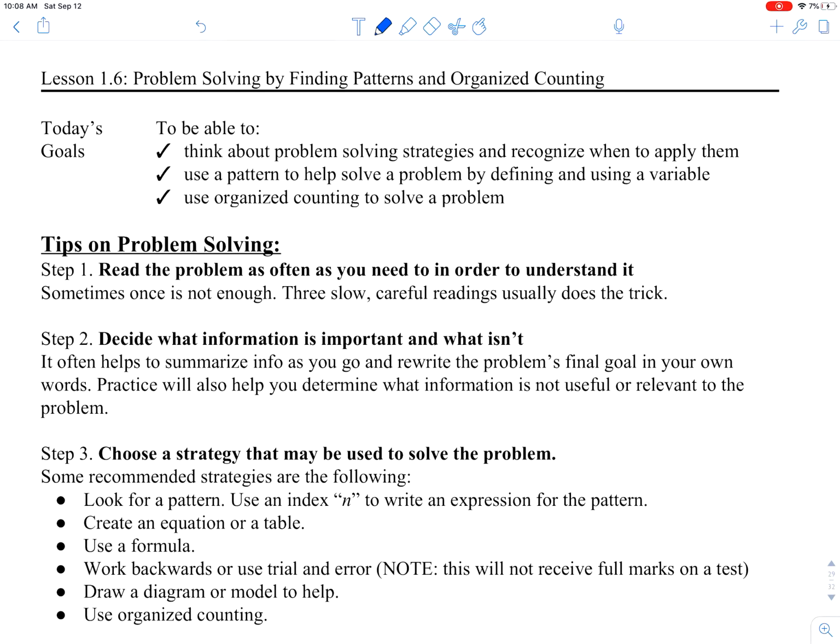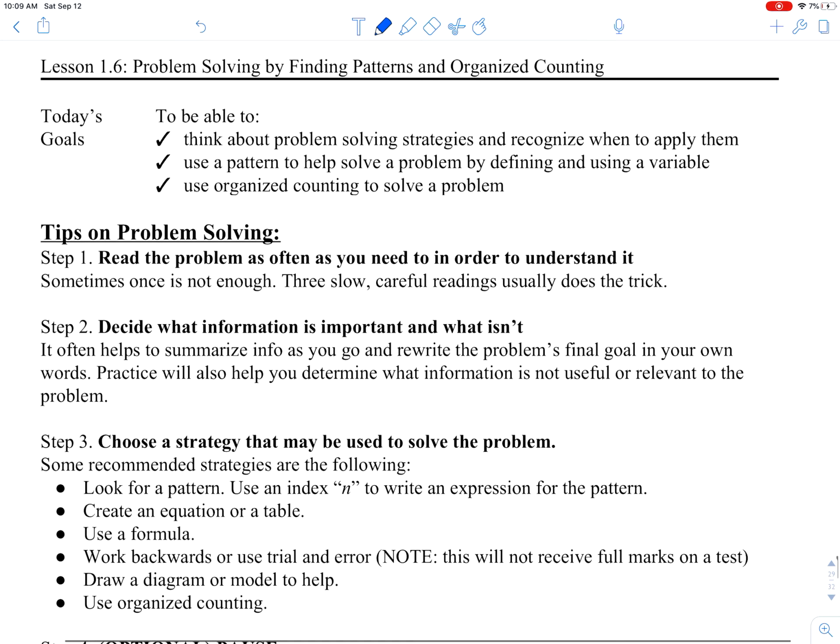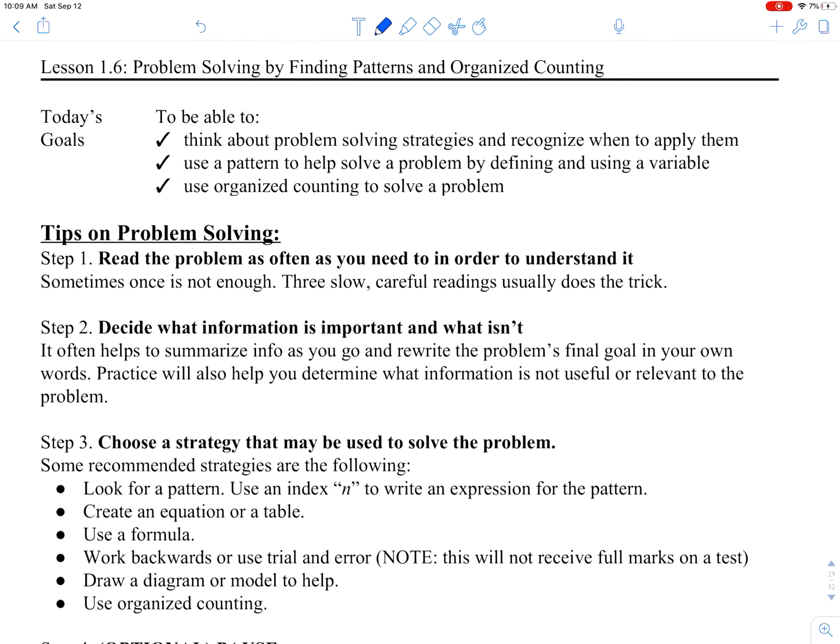Welcome to lesson 1.6, problem solving by finding patterns and organized counting. In this lesson, we're going to think about different ways that we can work at solving problems. We're going to look at finding some linear patterns. And then we're also going to do some organized counting, and I'll show you what that means later.